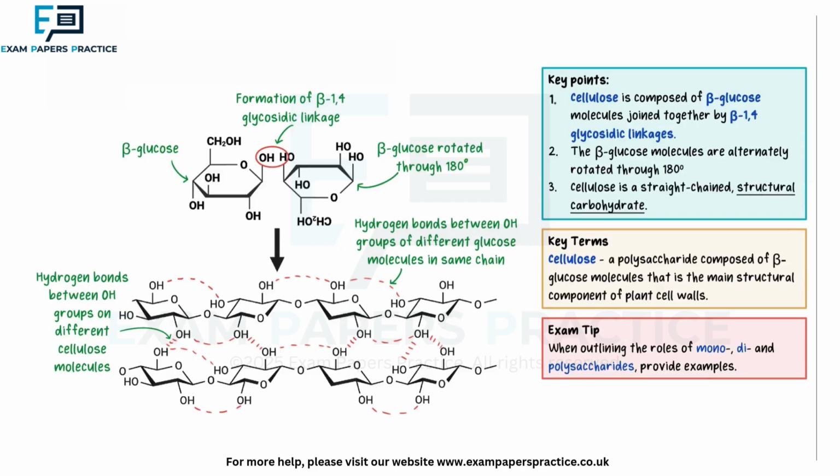Cellulose is composed of beta-glucose molecules joined together by beta-1,4 glycosidic linkages. The beta-glucose molecules are alternately rotated through 180 degrees, thereby forming a straight, unbranched chain. Then you can see here many hydrogen bonds form between hydroxyl groups of different glucose molecules in the same chain, and also between adjacent cellulose chains, forming fibrils.